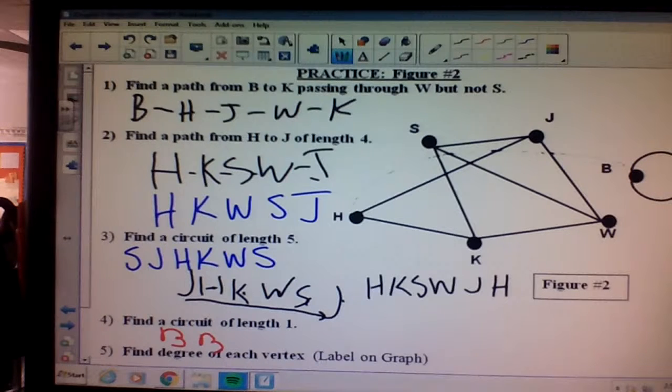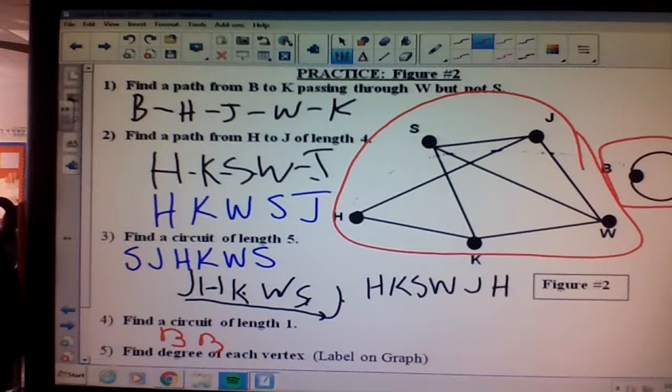Rodrigo says if I take away the line that connected H to B, I now have a disconnected graph. And he's correct. Because when I remove that piece, I've got a component over here that's just B in its loop. Then I've got this component over here that connects everything else.